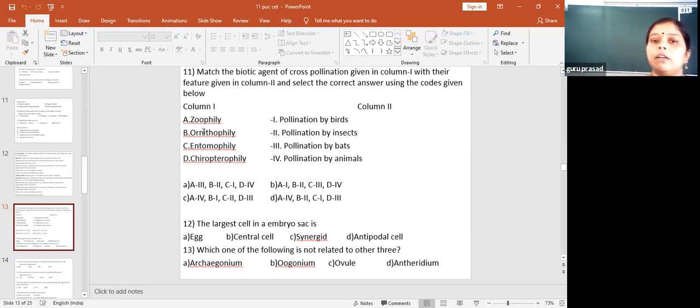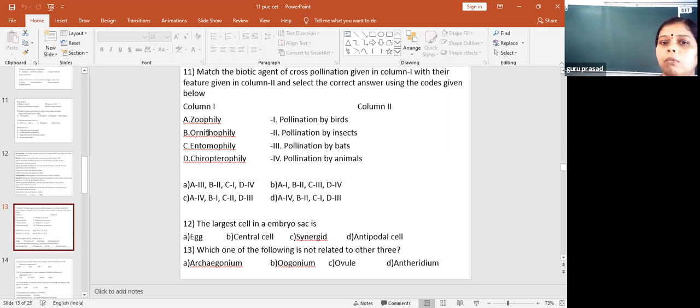So what is zoophily? Phily means pollination, zoo means animals. Okay, pollination takes place by animals. So where is 4 for A? Look for 4 in option A. So 4 for A is in two options, C and D. Let's see the other options.